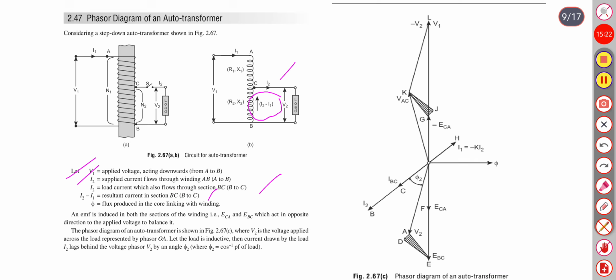An EMF is induced in both sections of the winding, ECA and EBC, which act in opposite direction to the applied voltage to balance it. This is ECA and this is EBC.